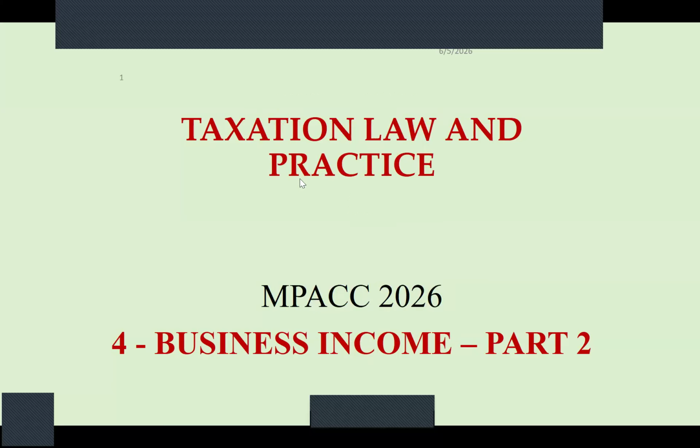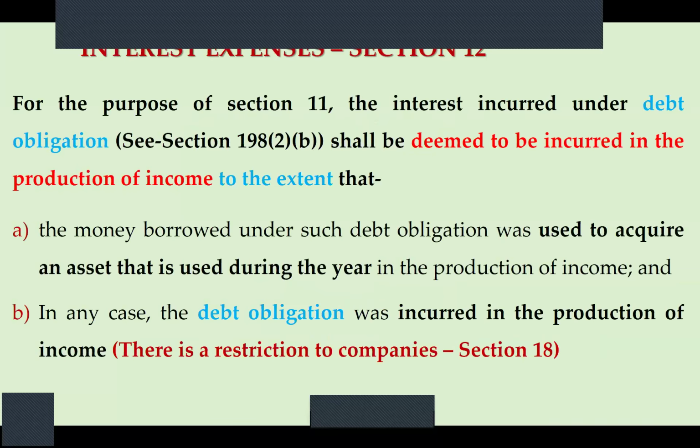So this is just a reminder. Last week, in the last session, I started business income. These are deduction rules. So specific deduction rules are here, and from section 12 we can start. I have mentioned the title of the slides as business income part 2, but these are deduction rules applicable to both business income and investment income. Some deduction rules are not applicable for investment, but most of the rules are applicable for business income.